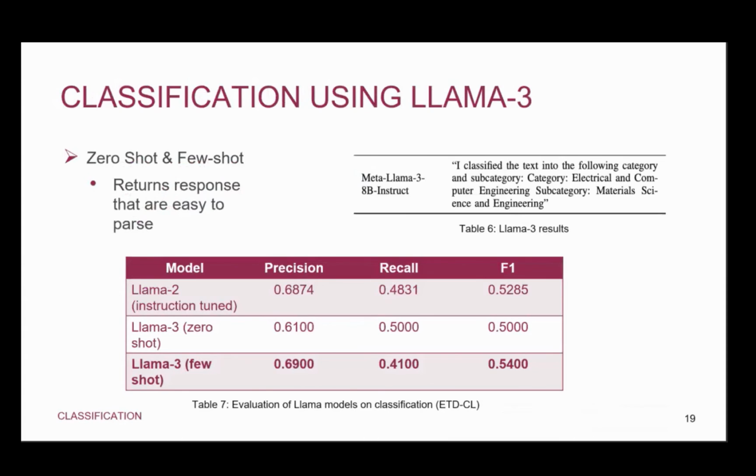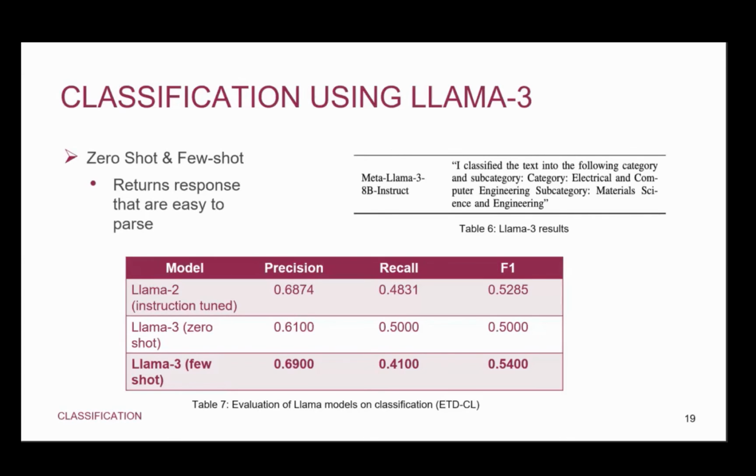Moving on to Llama 3, we saw tremendous improvement. If you see in the table on the right hand side, it was able to give you the category and subcategory very easily, and it was fairly simple to extract the categories from the results that it outputted.